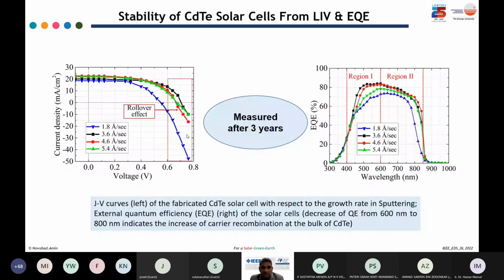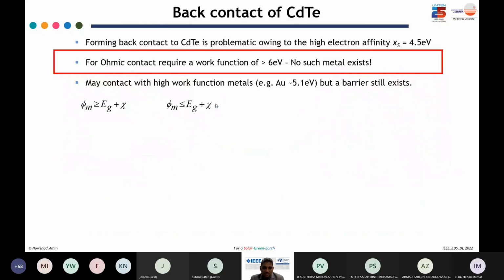We even measured this after 3 years and found that this solar cell didn't deteriorate that much. That means it is proving its durability over the period of 3 years, even when we expose it outside. So this was a good finding from our research.